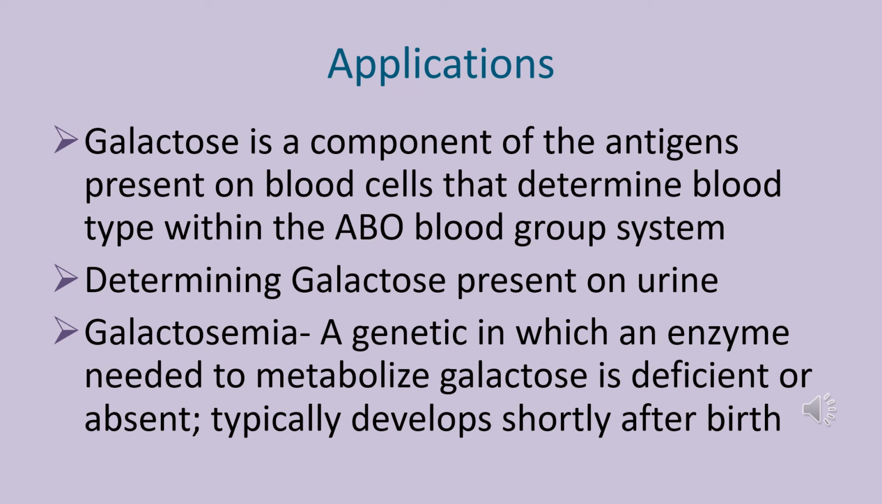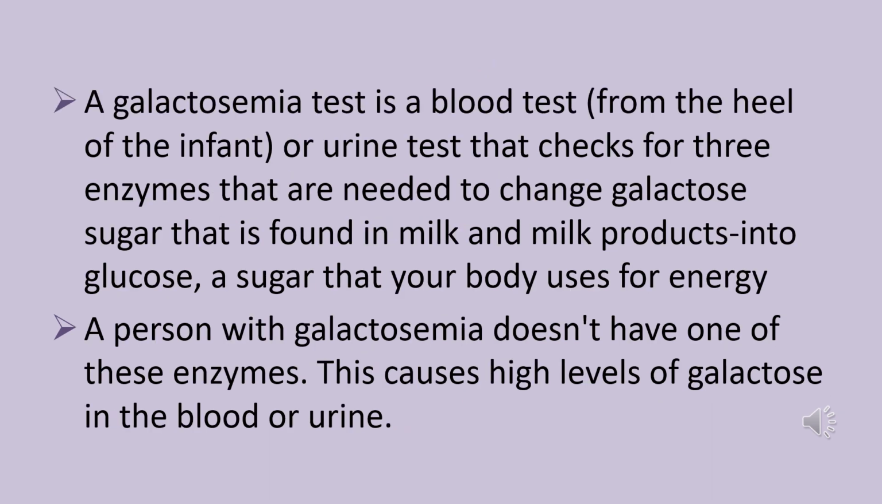Determining galactose present in urine. Galactosemia, a genetic disorder in which an enzyme needed to metabolize galactose is deficient or absent, typically develops shortly after birth. A galactosemia test is a blood test, from the heel of the infant, or a urine test that checks for 3 enzymes that are needed to change galactose, the sugar found in milk and milk products, into glucose, a sugar that your body uses for energy.